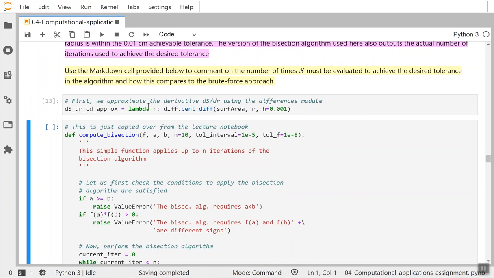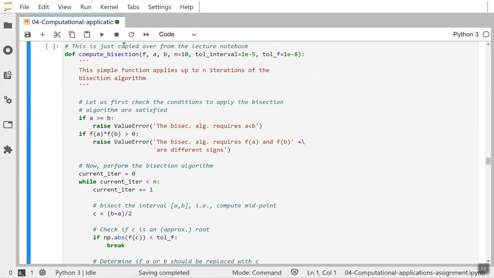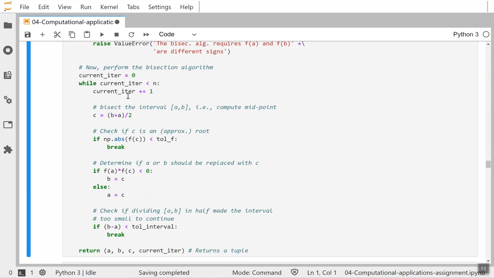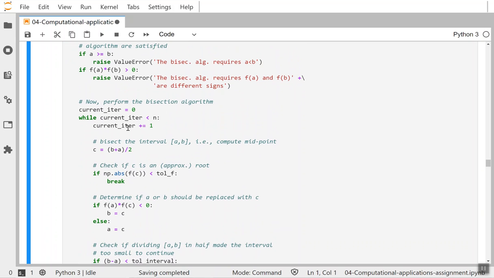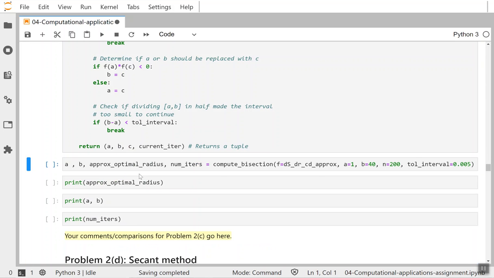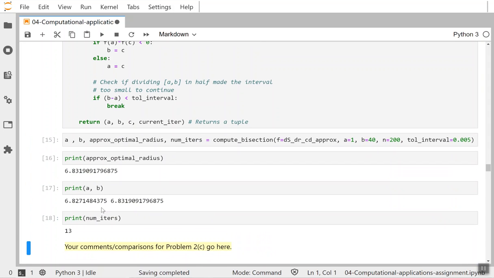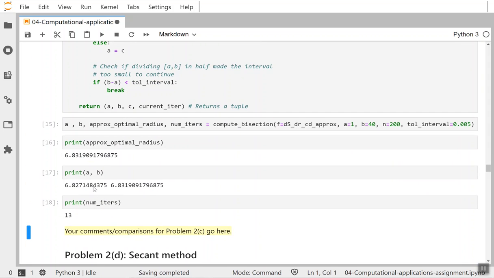So let's run that. I'm not going to go over the compute bisection function here. I'm just going to show that it runs. I just edited and moved this over from the lecture notebook. So we'll just go ahead and run that now. And now I'm going to run these code values here. And notice I'm saying what the number of iterations was to my approximation of the optimal radius, and notice 6.83, and that it's achieved in 13 iterations.